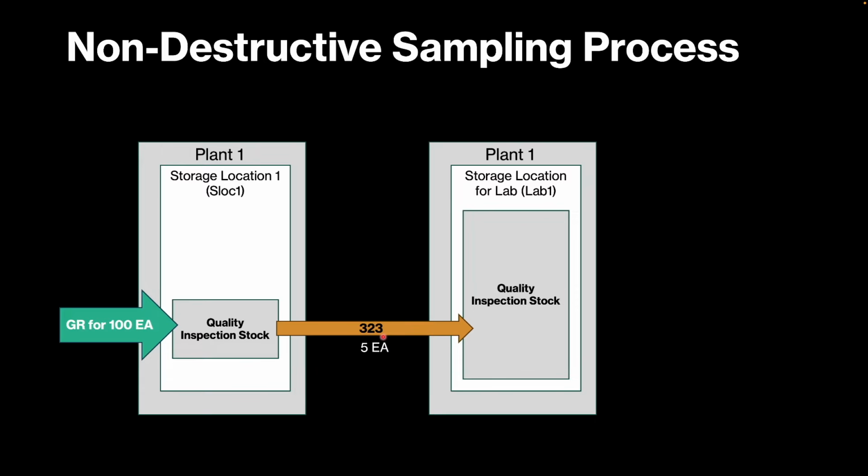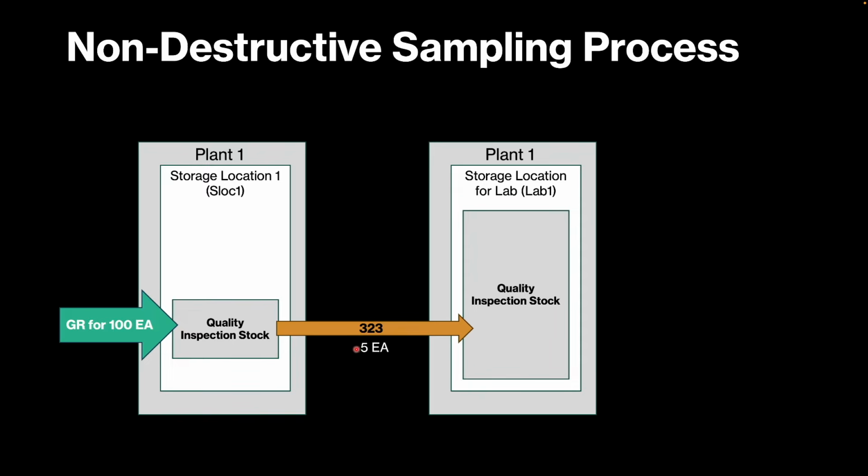So you can see here, without destroying the quantity, we have transferred this sample quantity from quality inspection stock of the receiving storage location to quality inspection stock of the quality control lab storage location. So at any moment of time, your total quantity will always be 100 each. Let's say that you have received 100 monitors. Out of that 100 monitors, you have transferred 5 monitors to this storage location. This storage location is designated for conducting the quality test.